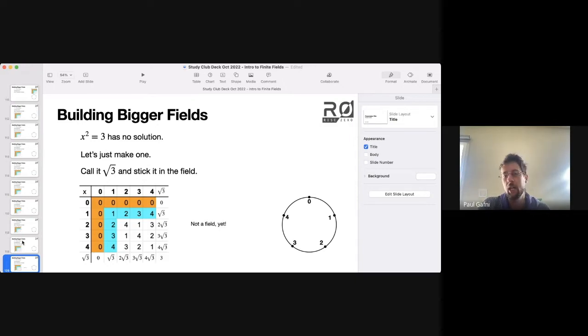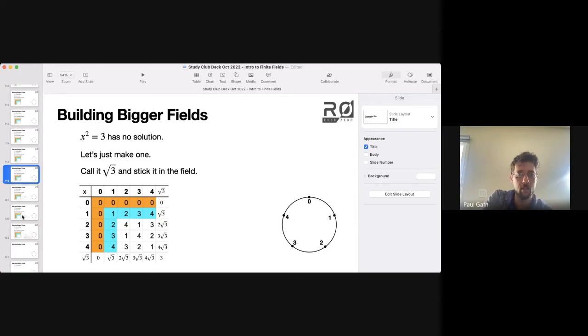But unfortunately, I don't have a field here. If I take 2 elements here and add them together, I'm not in my list yet. So I need to include all of the things that can be built using root 3. I need to include 2 plus the square root of 3, etc.